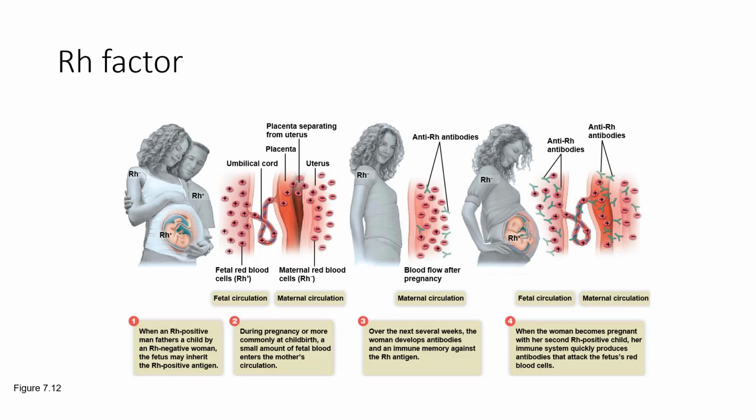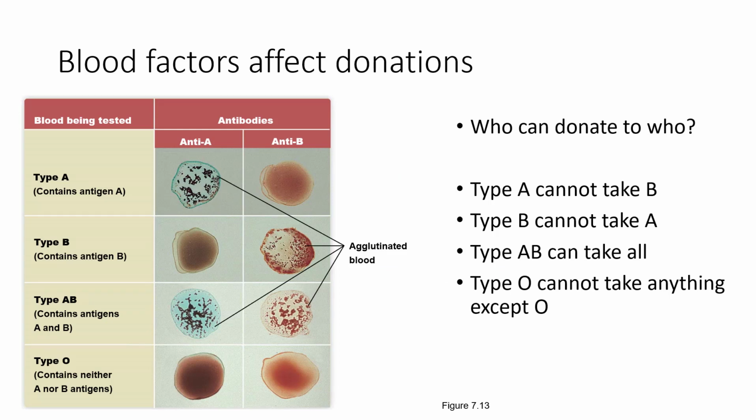because her antibodies will attack that. This is kind of one of those special cases, where initially she does not have anti-Rh antibodies, but when exposed to Rh positive blood, she develops them and then her body will attack anything with Rh positive. The important thing to remember from the Rh factor is that it is the positive or the negative on the blood. So here we see some blood factors affecting donations.